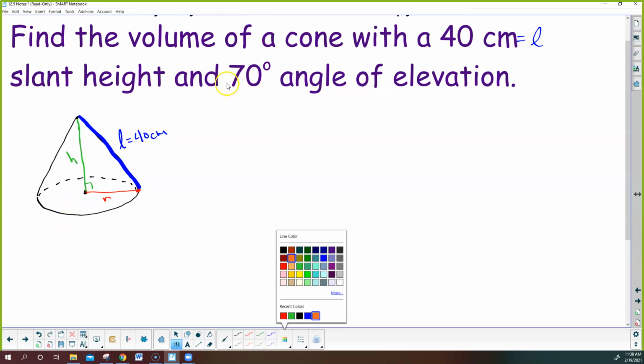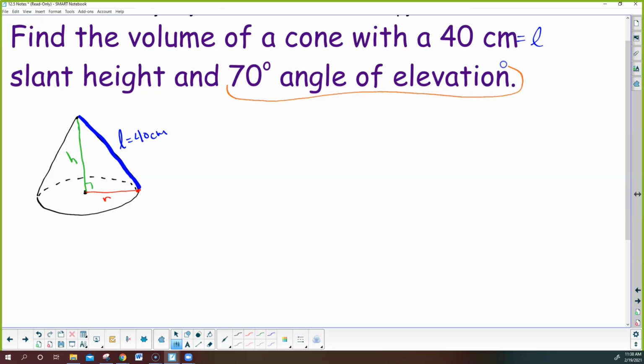Okay? The part that is new, and we haven't done this in a long time, is this word angle of elevation. And if you think back all the way to first trimester, when we learned chapter 7, right triangle trigonometry, we talked about word problems that said when you're having an angle of elevation, it's kind of like someone is looking up. So picture that person to be right here where the radius and the slant height meet. And then they need to look up at a 70-degree angle. That's how we're going to kind of set that up.